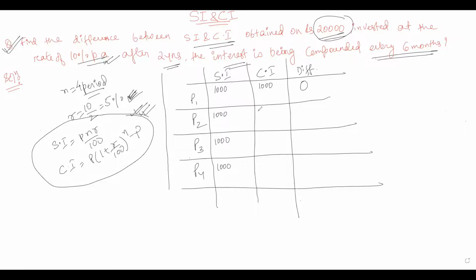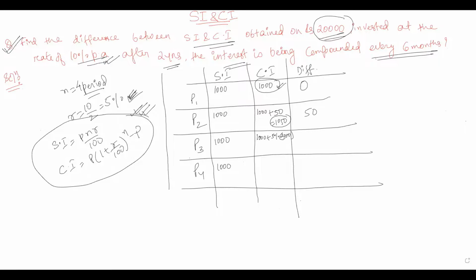I know that in case of CI also, for period 2, the interest would be 1,000 plus an additional 5% interest on the previous period interest. So 5% on 1000 would be 50. So this would be 1050 and the difference would be 50. Again, for the third period, there would be an interest of rupees 1000 and there would be an interest on the previous period interest. So this was 1000 and this was 1050. So that means 5% on rupees 2050 would be added for the third period.